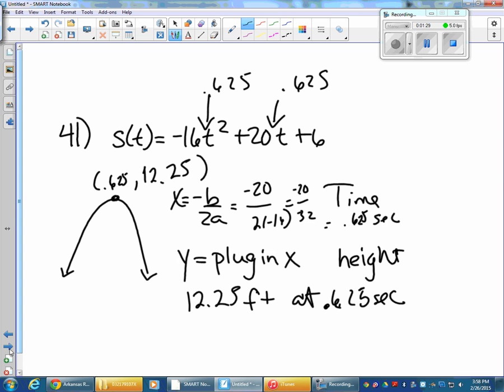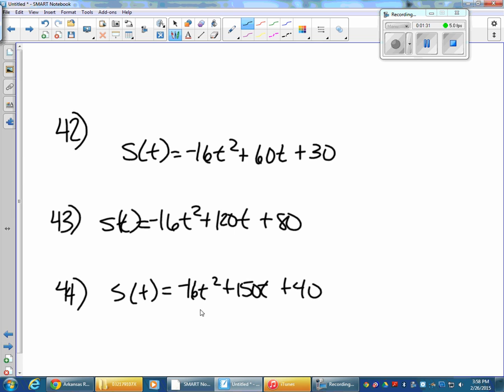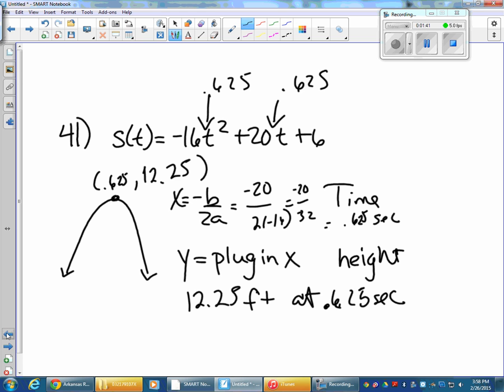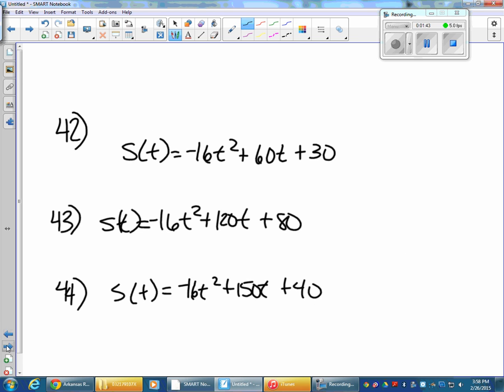And then number 42 and 43 and 44 are all worked exactly the same way. They just have a different initial velocity and a different starting height. So follow the example back here on 41, and you should be able to do 42 and 43 and 44.